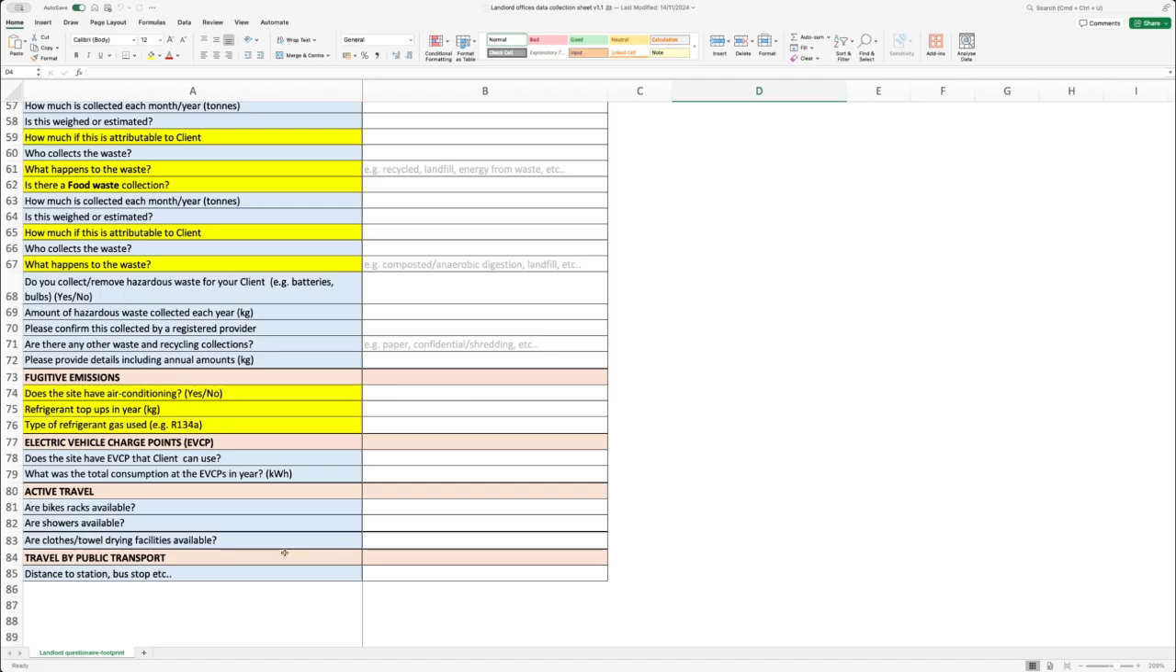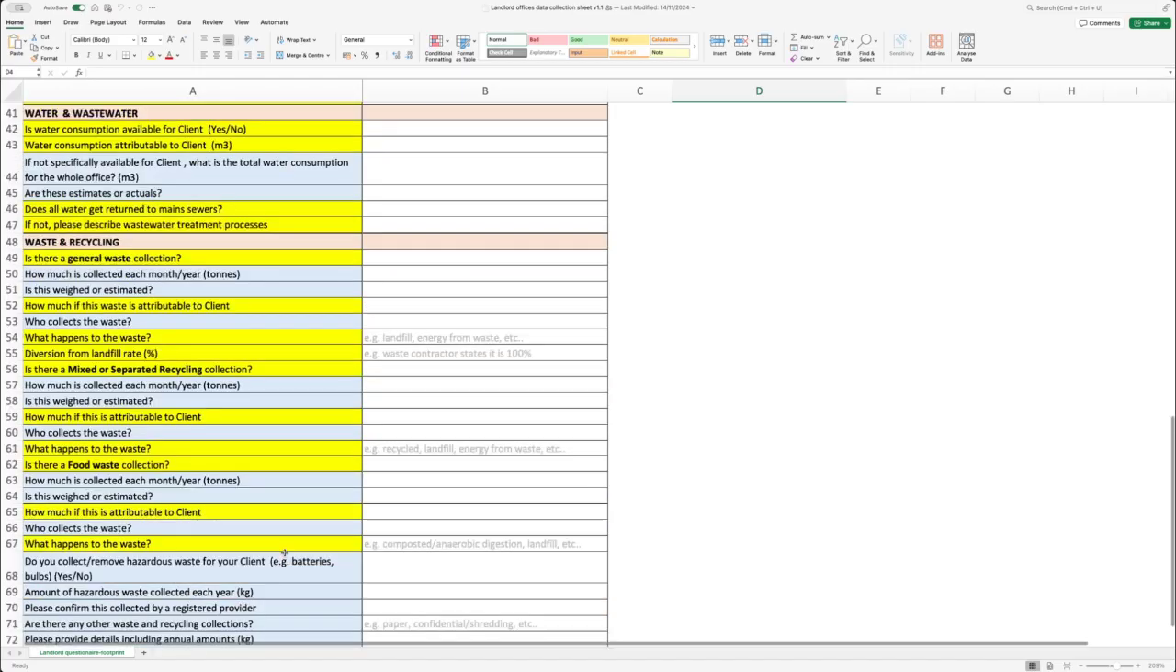And then these last couple of questions are trying to understand how you can reduce impacts perhaps with your employees. So does the site have some charge points? Does it support active travel? So are there cycle storage, showers, better facilities for people to dry their towels and any damp clothing, and proximity to public transport? So we'll make this available to you. I hope you find it helpful.